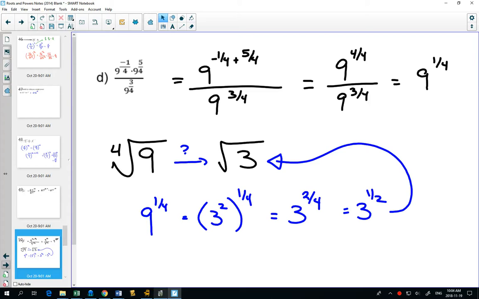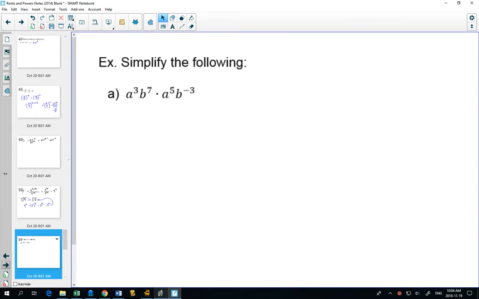Often in a question, they'll say, write your answer with fractional exponents. Then you could leave it as 9 to 1/4 or 3 to the half. That would be fine. Or the question might say, write your answer as a radical. Then you would have to change it to the 4th root of 9. Okay, there are another 6 to simplify. Again, I'll give you a head start.